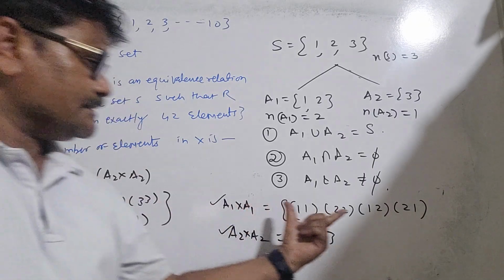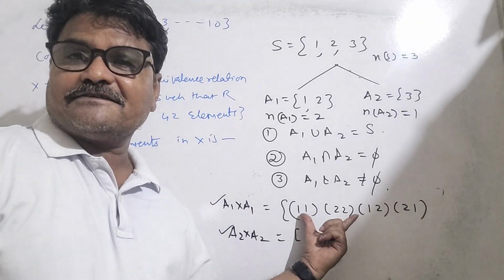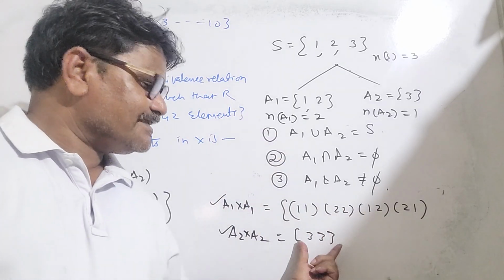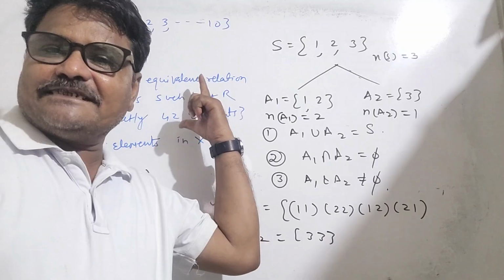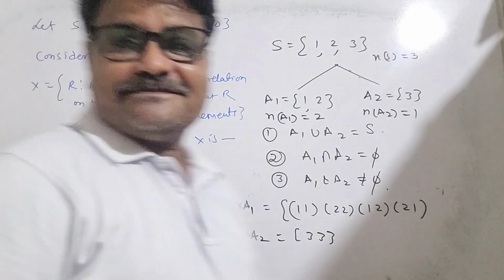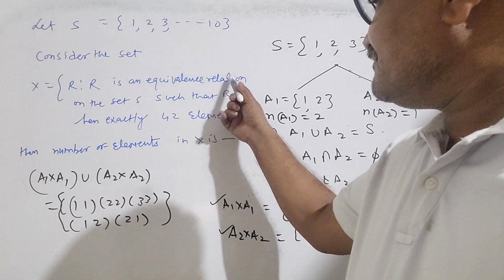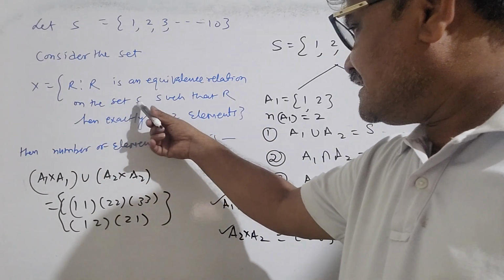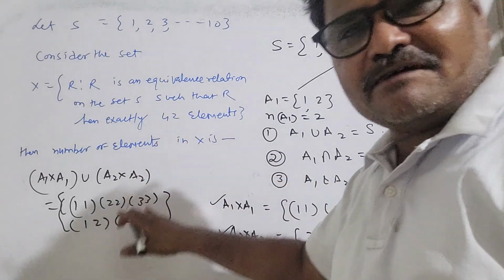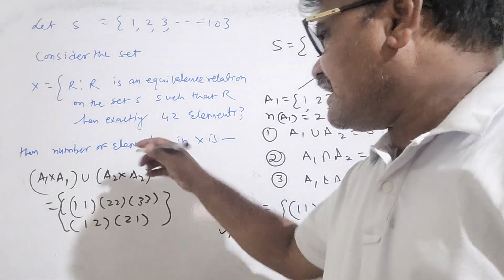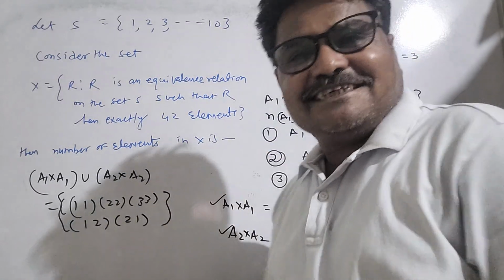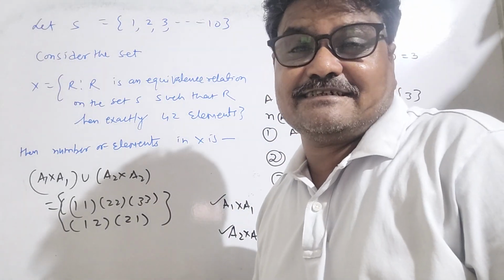This relation is also an equivalence relation, but this will not satisfy this condition. This is also an equivalence relation, but not satisfied by this condition. And this is an equivalence relation which is satisfied by this condition. That is, R is an equivalence relation defined on the set S such that R has exactly some number of elements. For example, here 5 elements. So R has exactly 5 elements which is defined on the set S. So in that way we can solve this question.